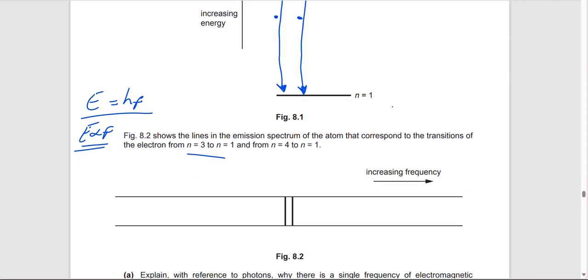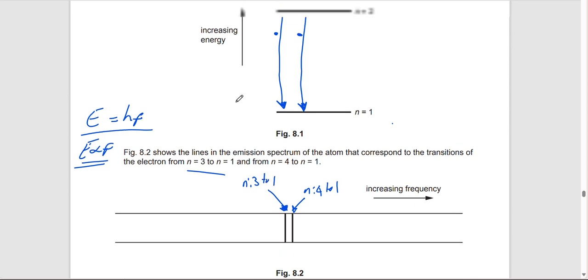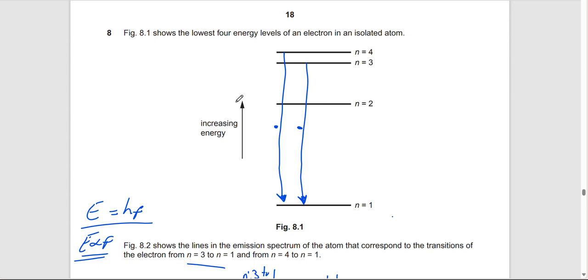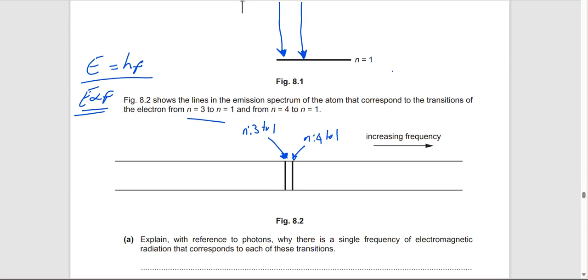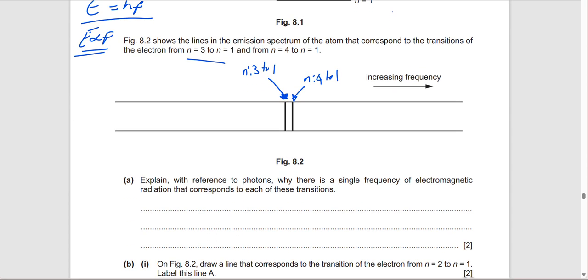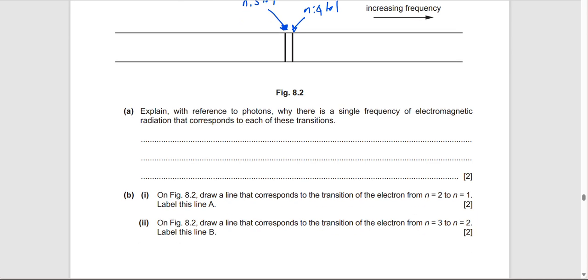Therefore, this one is n from 4 to 1. Then this second one here is n from 3 to 1. Right.